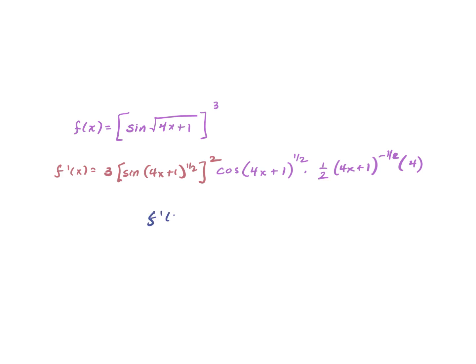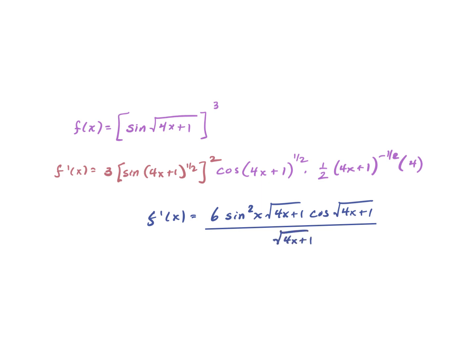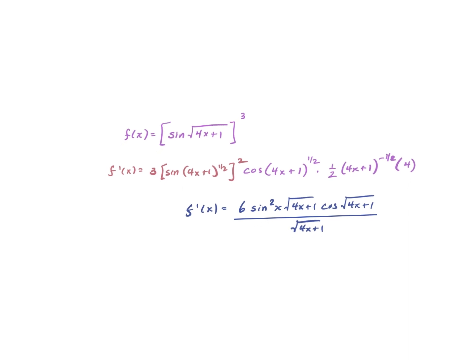So we get f prime of x. So it's going to be, let's see, 2, so 6 sine squared of x, square root of 4x plus 1. That's the one in red. And then cosine square root 4x plus 1, and then all over square root of 4x plus 1. Like that, okay? All right, let me do the next one. I'm going to do it up here as well.